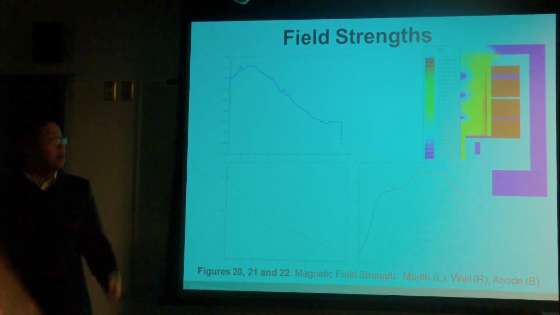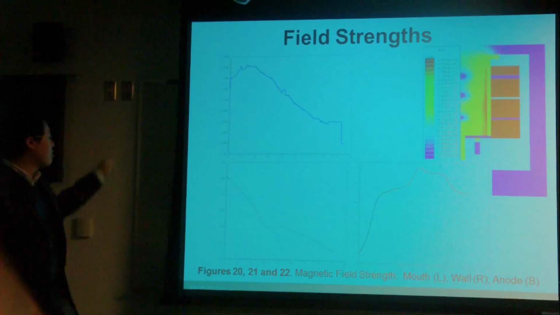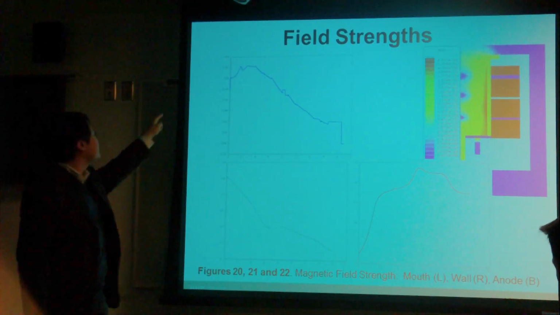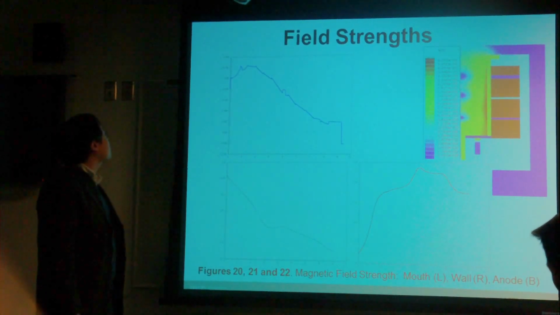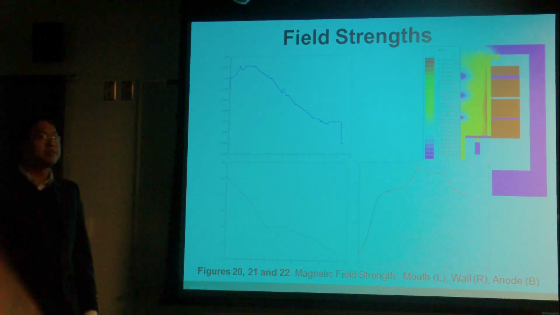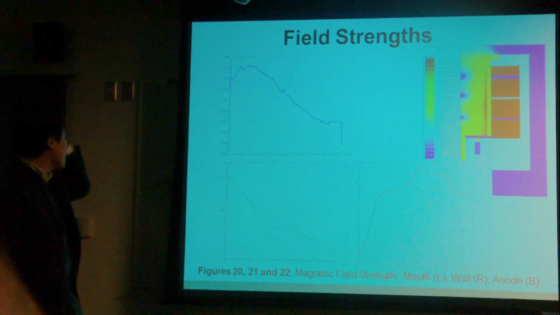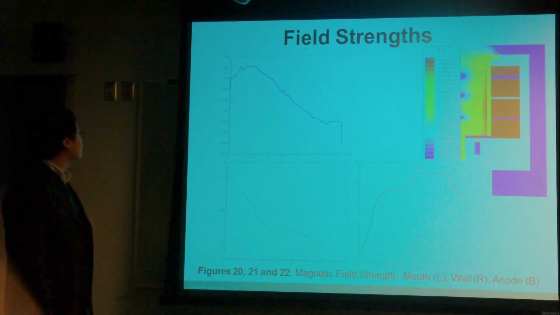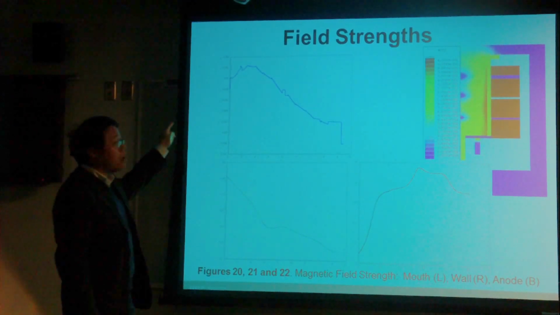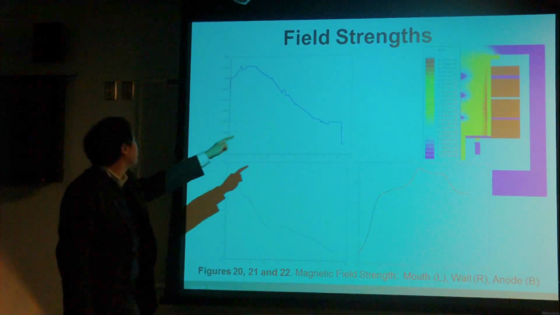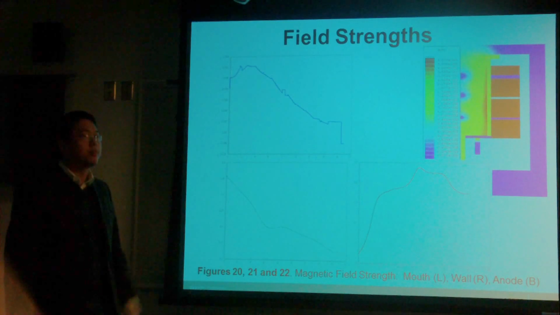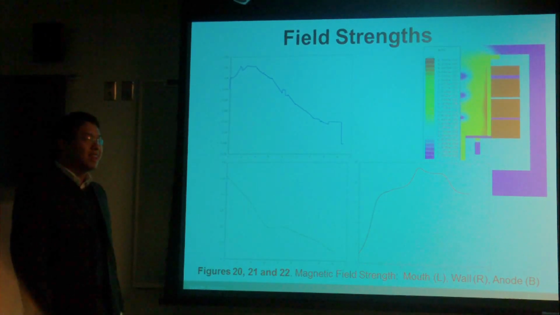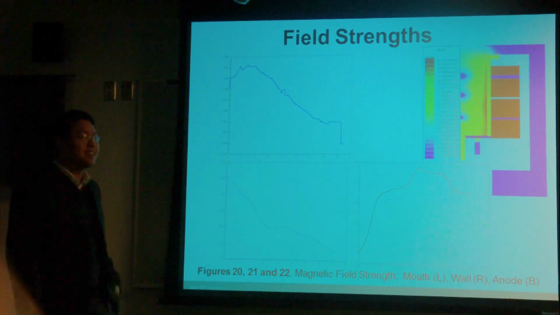And the field strengths are similar to what we had earlier with the mouth, the wall, and anode. Basically, you can see at the mouth, the field strength is around 500 Gauss. The field strength. You mean at the center or near the wall? At the wall, it's around 500 Gauss. At the center, it's around 420 Gauss, more or less. Yeah, those numbers cannot be read. Yeah, the projection's pretty bad, unfortunately.